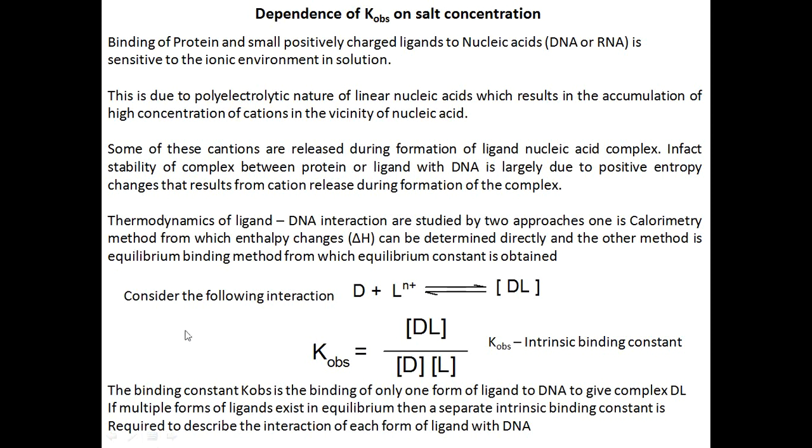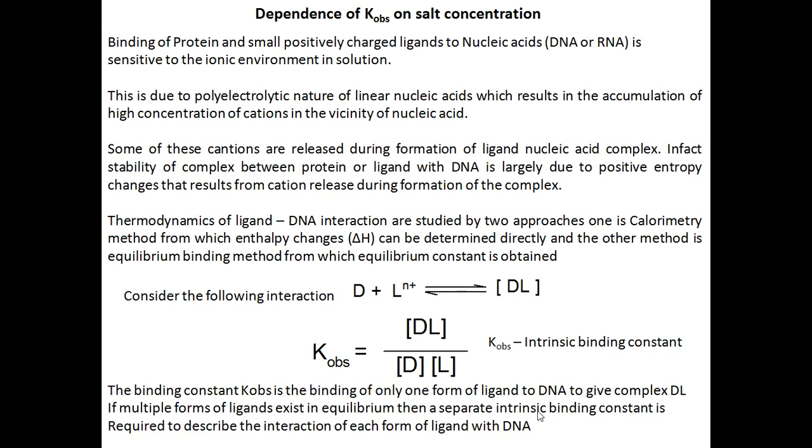So let us consider this equation where the nucleic acid or the DNA, represented as D, interacts with a ligand which is positively charged. The charge can be +1, +2, +3, or N+. It interacts with the DNA to give you a ligand-nucleic acid, or DNA-ligand, complex. So the binding constant or the equilibrium constant can be represented as K_obs, which is equal to the concentration of the DNA-ligand complex divided by the concentration of DNA and the concentration of ligand. So this K_obs is called the intrinsic binding constant.